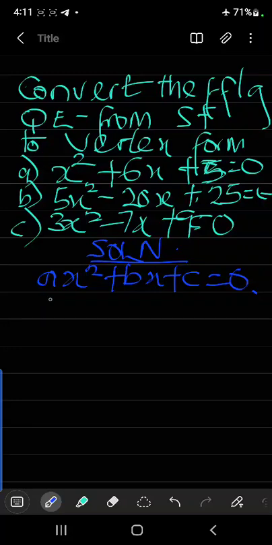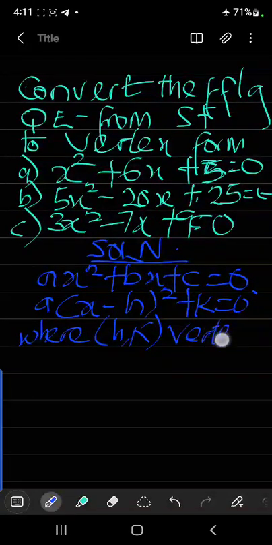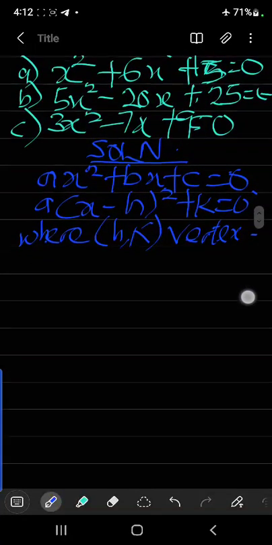And the vertex form is a times (x minus h) all squared plus k equals 0, where h comma k is the vertex. All together, this is the form we want to convert it to. We want to convert these quadratic equations, number 1, number 2, number 3, from this standard form to something of this form. Now, how do we do that? Let me show you real quick.